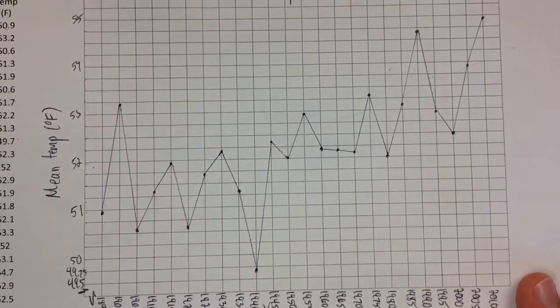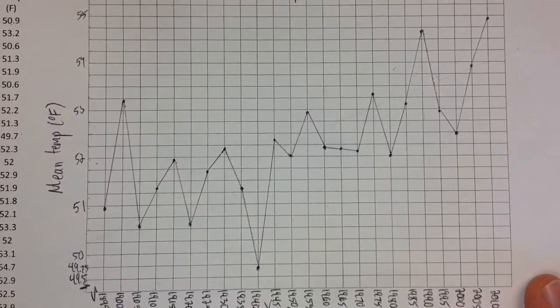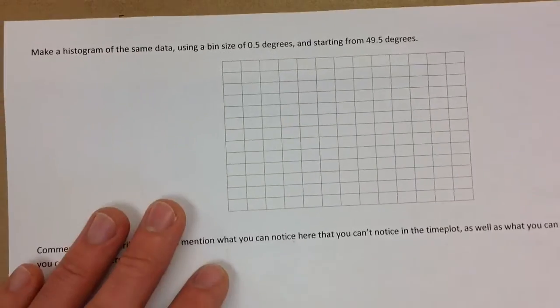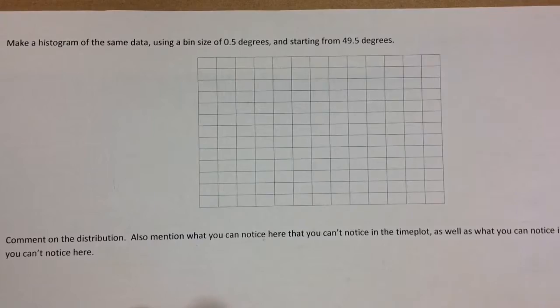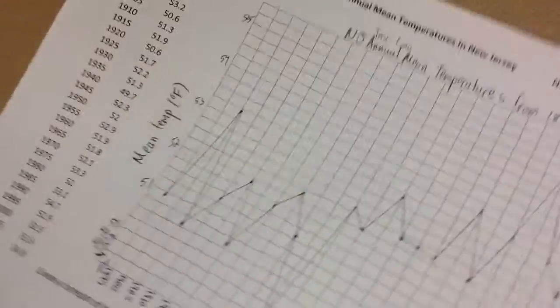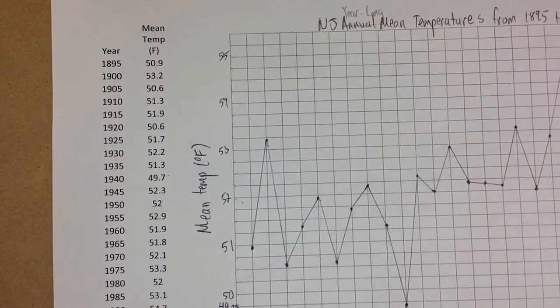So the time series plot, it's nice. Shows you how the variable is changing over time. The histogram can't do that unless the histogram was animated, I guess. So on the back here, we're going to do a histogram. But actually, before I do that, let me show you how to do the time plot on the calculator.